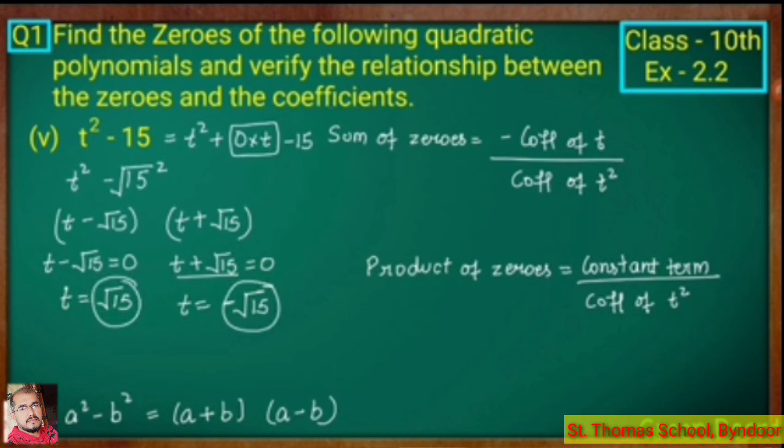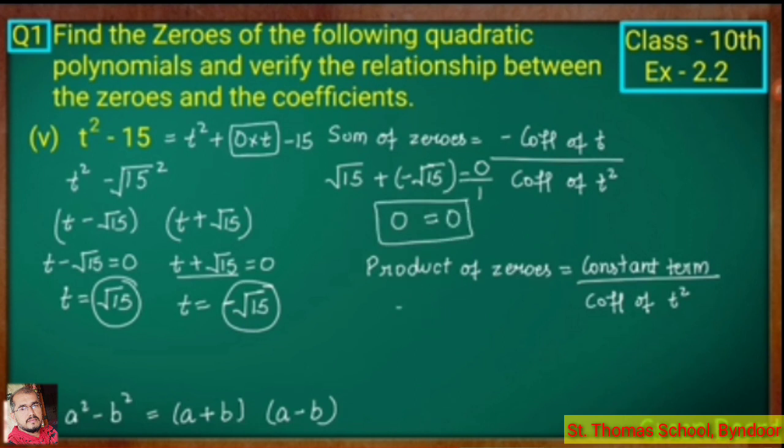Now we have to verify the zeros and coefficients. Sum of the zeros equals minus coefficient of t divided by coefficient of t square. So the sum of the zeros, alpha and beta, root 15 plus minus root 15, equals minus coefficient of t. Coefficient of t is 0, nothing is there, so it is 0. So 0 divided by coefficient of t square, which is 1. Plus root 15 and minus root 15 give 0. So verified, 0 equals 0.